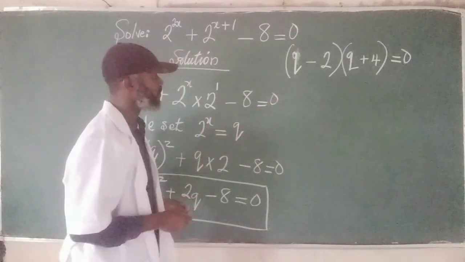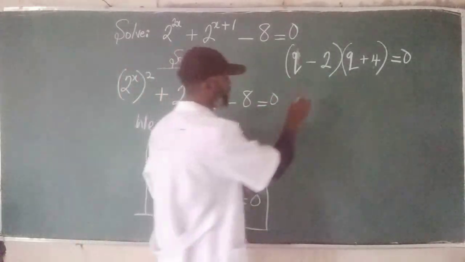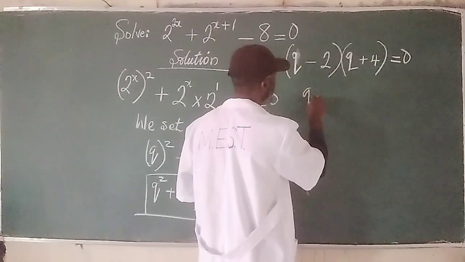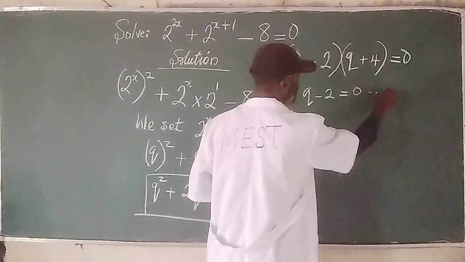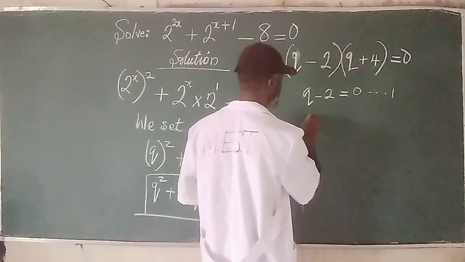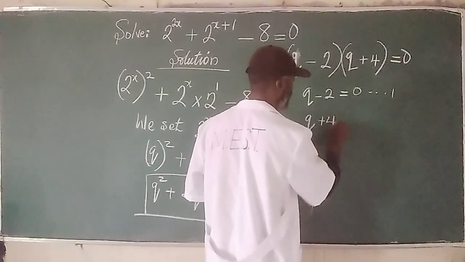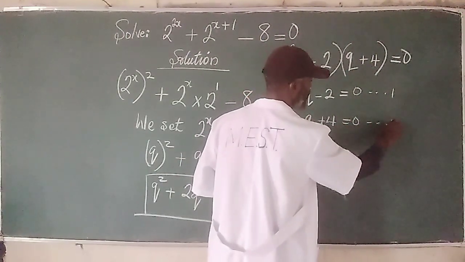So we continue from there. What do we do next? We set Q minus 2 all equal to 0. Call this equation number 1. And then set Q plus 4 all equal to 0. Call this equation number 2.